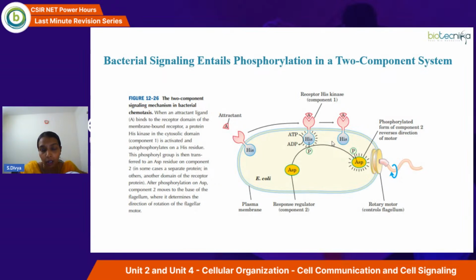Believe in that. Okay, so bacteria has a two component system. First component is the histidine kinase, another one is the aspartate. So when the attractant goes and binds to the receptor, kinase will be activated, transferring the phosphate, and upon phosphorylation it will go towards the flagellar motor and helps in the rotation, depending upon whether attractant or repellent is there.